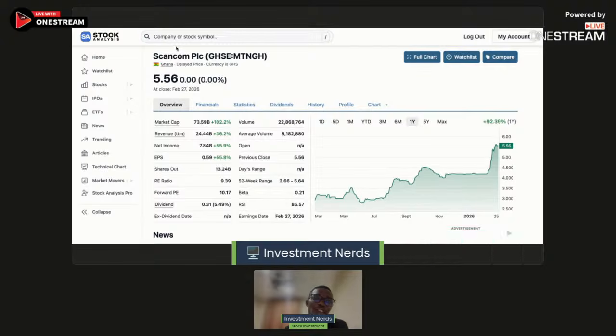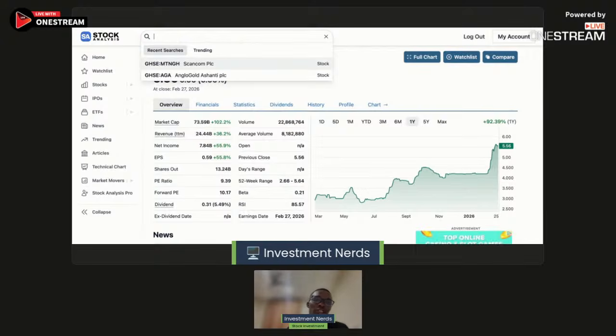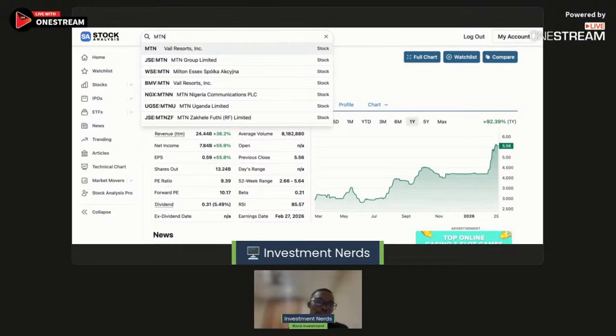This is called stockanalysis.com. You can either download it or visit it in the browser. When you want to find information on a particular company, first get an idea of the company. Remember, I mentioned that companies are identified by a short code, a ticker. So for instance, for MTN, the short code is MTN, and you type MTN in the search area.